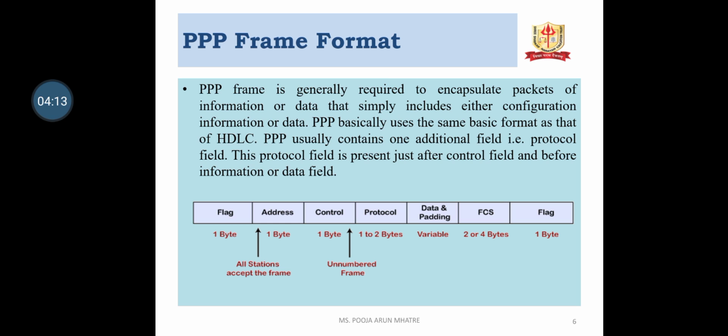Here is the diagram showing the flag, address, control, protocol, data and padding, FCS, and flag. So the flag has 1 byte, address has 1 byte, control field has 1 byte, protocol field has 1 to 2 bytes, data and padding has a variable size, and FCS has 2 to 4 bytes.